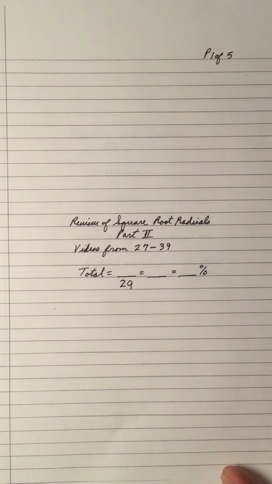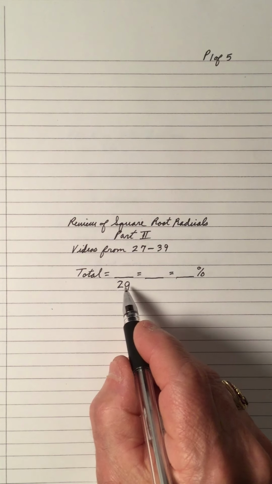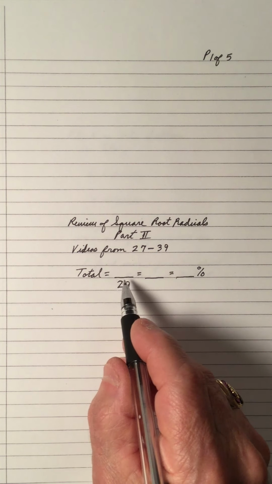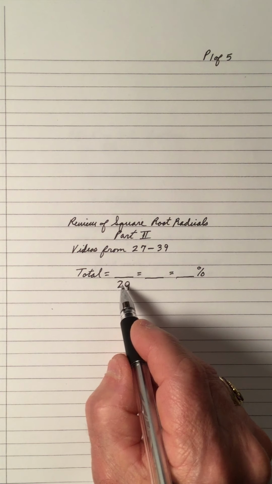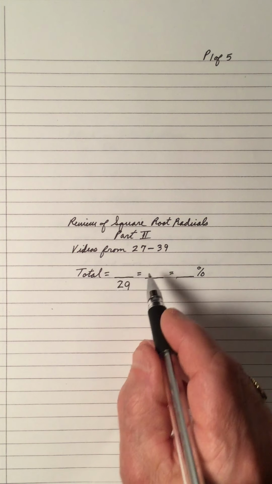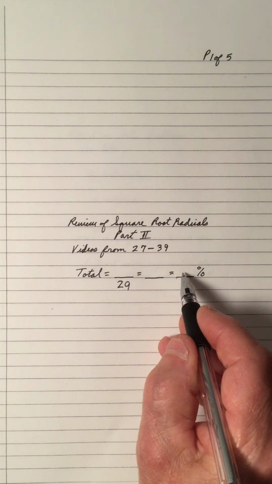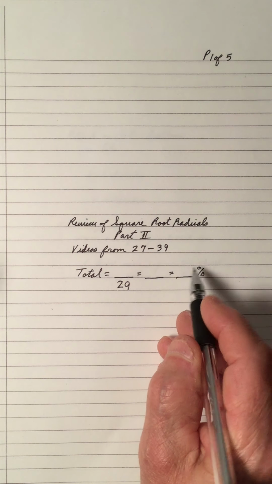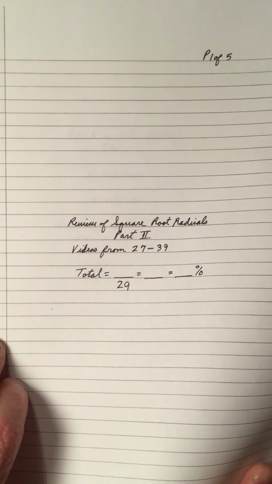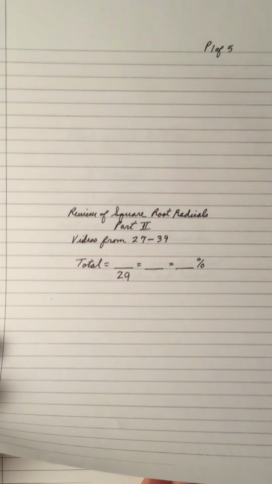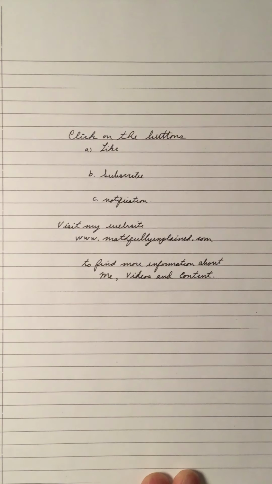Hopefully everything went well. Total up each page if you're treating it as a quiz to see how well you're doing. And whatever total you get on adding up all the pages, then put it here. Divide 29 into that number. Get a decimal, move your decimal 2 places to the right and see what percent you got. Hopefully everything went well and you did great.